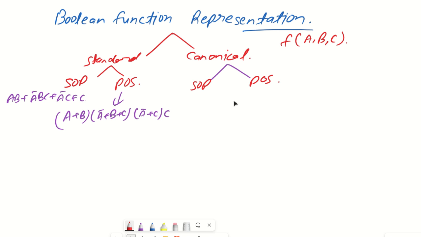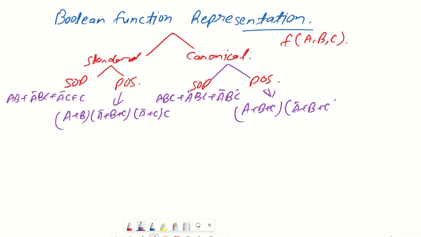Let us say I'll give an example for sum of products. It will be of the form ABC plus A bar BC plus A bar B C bar, like that. You can have sum of products: products are there, and then summation of all of them. What will be the example of products of sum? I can have the same terms like this: (A plus B plus C) into (A bar plus B plus C) into (A bar plus B plus C bar). This is the example of products of sum in canonical form.